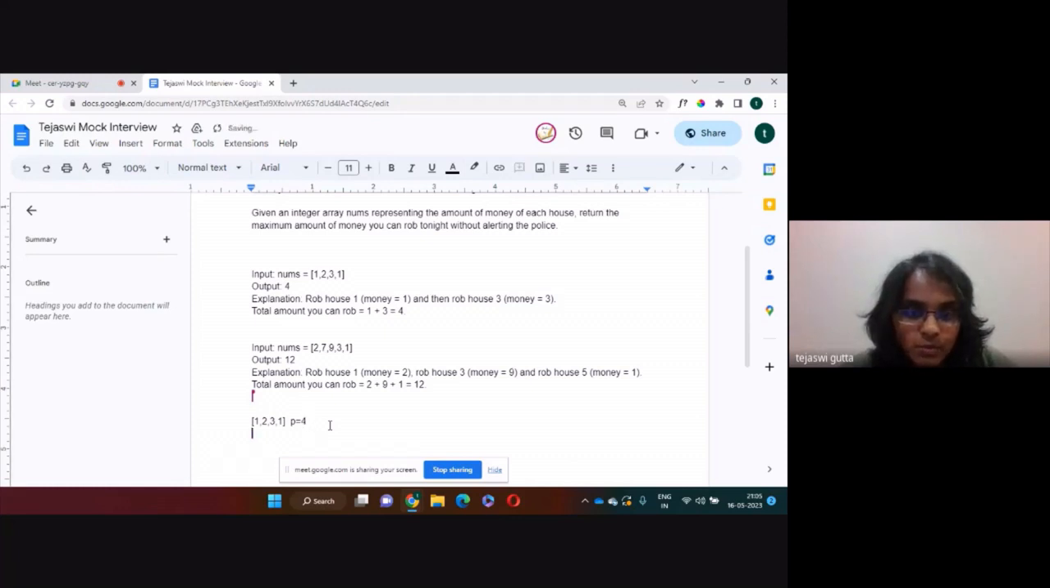But then there is also another possibility where I don't rob the first house and I rob the second house. So my profit becomes two. And then going forward, I won't be able to rob the third house. And then I can rob the fourth house, which makes my profit three. So the maximum out of these two profits is four. So my profit will be four.